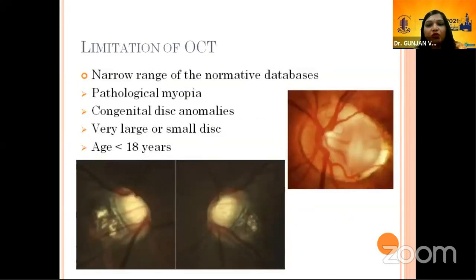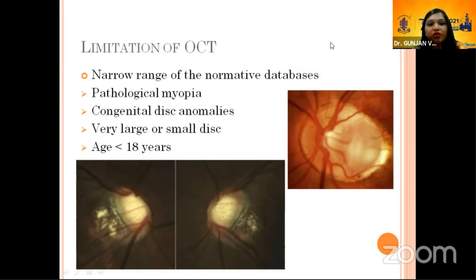But OCT has its own limitations. It has a narrow range of normative databases. So if you see patients with optic disc anomaly, here one having an optic disc pit, or patients with pathological myopia, here the OCT is not helpful. Here we have to evaluate clinically, as this is normal, this rim seems healthy, and there is a defect in the neuroretinal rim here. So by careful clinical evaluation, we can identify glaucomatous damage clinically, not by OCT.